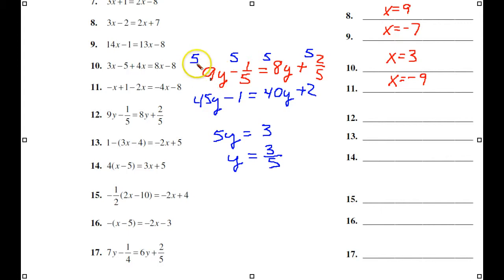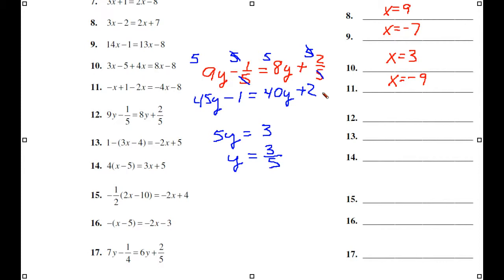And the answer is multiply every term by the least common denominator, which happens to be 5. So that's what the blue indicates. So 5 times 9 is 45y. But now the 5's cancel out, and I'm just left with a 1, negative 1. Here 5 times 8 is 40y. Here the 5's cancel out, and I'm just left with a 2. And now I don't have to worry about fractions anymore.